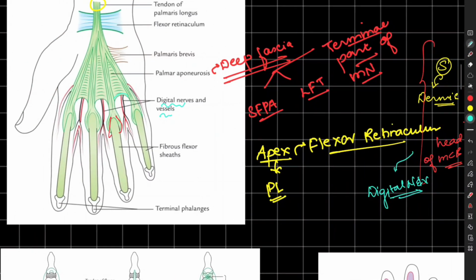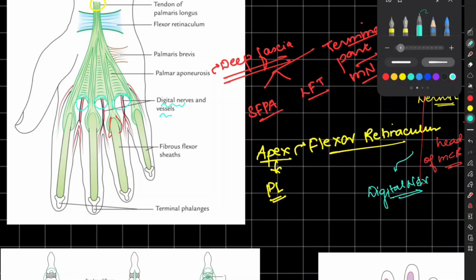From where does this pass? So this passes through the intervals in between the slips. They pass through the in-between intervals to the slips. ठीक है? So अब तक apex और base क्लियर हो गया होगा.